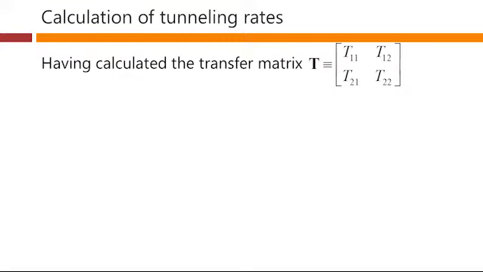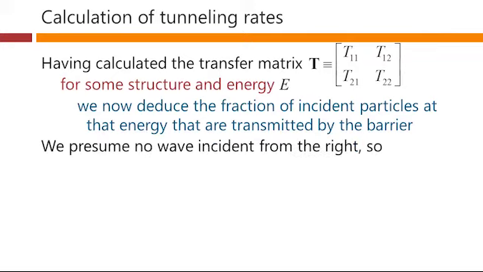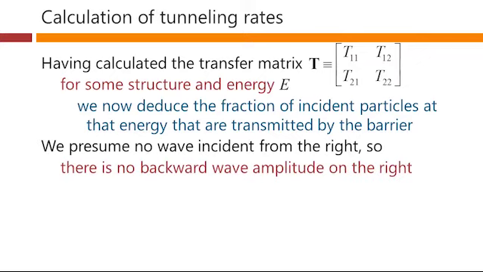Well, having constructed this matrix, we can now think about how to calculate tunneling rates through this structure. So we choose an energy E in some structure, and we are now going to be able to deduce the fraction of incident particles at that energy that are transmitted by this entire barrier structure here. As I said, we're going to presume no wave incident from the right in our problem now, so there is no backward wave amplitude on the right.